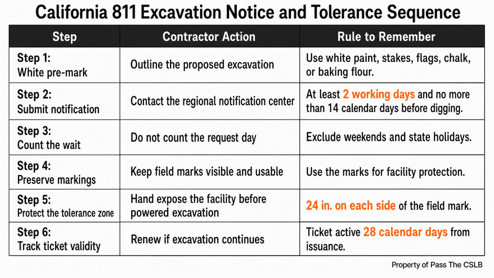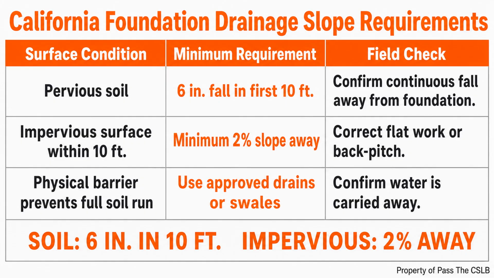Elevation control continues into drainage. The completed site cannot merely look smooth. It has to carry surface water away from the foundation. For residential grading, the ground beside the foundation must fall at least 6 inches within the first 10 feet. That is the soil condition people most often remember. Impervious surfaces within 10 feet of the foundation, such as concrete flatwork, must slope at least 2% away from the building. The comparison table shows why the numbers are different.